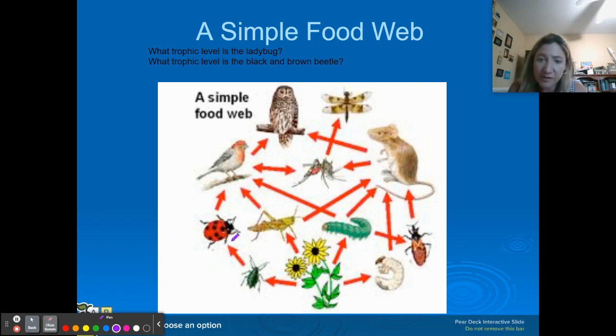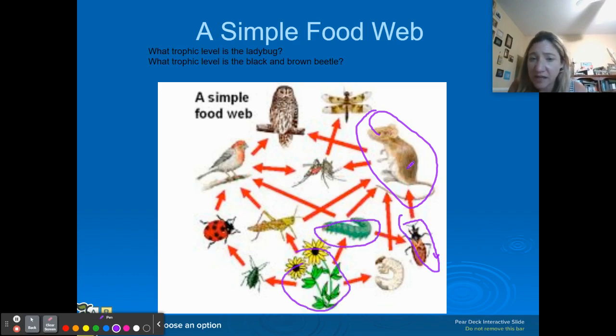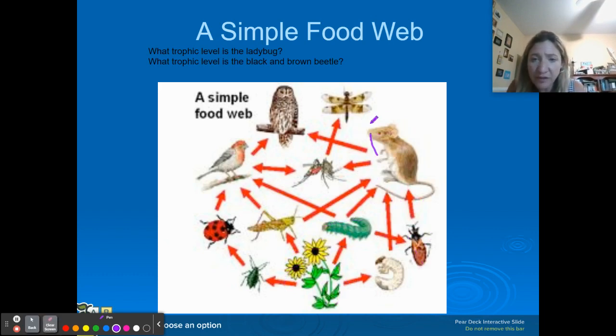Maybe the mouse. So right here, I see the mouse. If I follow the mouse, and let's say it eats this guy, and he eats this guy, and he eats this guy, so we've got producer, primary, secondary, tertiary. So in that pathway, it's tertiary. But what if I look at the mouse in a different way?